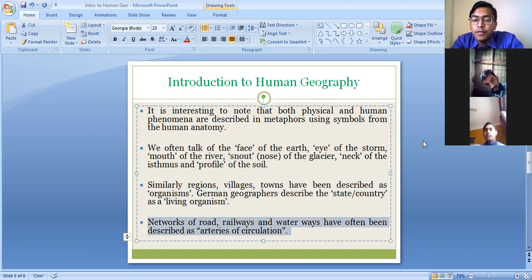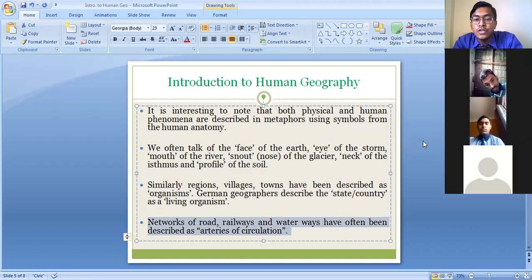Like in human beings, we have the blood circulation system, the circulatory system, through which the blood and water flow. In the same way, to maintain the distribution of goods and an overall development of the entire region, we take help of this network of roads, railways, waterways, which connects different regions, different areas, different countries. So this network has been described as the arteries of circulation, through which we distribute the goods and collect the raw materials.